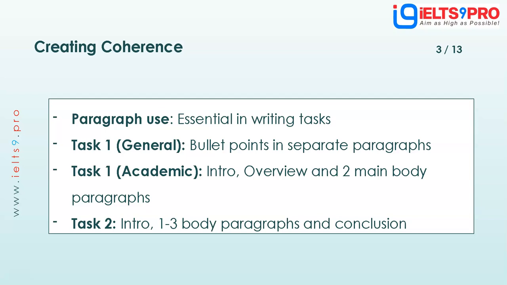Task 1, academic. This structure, you can use it for all the data, you know, graphs, charts, tables, map, process, all task 1. Introduction, overview, key trends and features, 2 main paragraphs. We go into the details. Essay, task 2, introduction, 1 to 3 body paragraphs, 2 usually is sufficient, and a conclusion. Okay, that's a general structure.